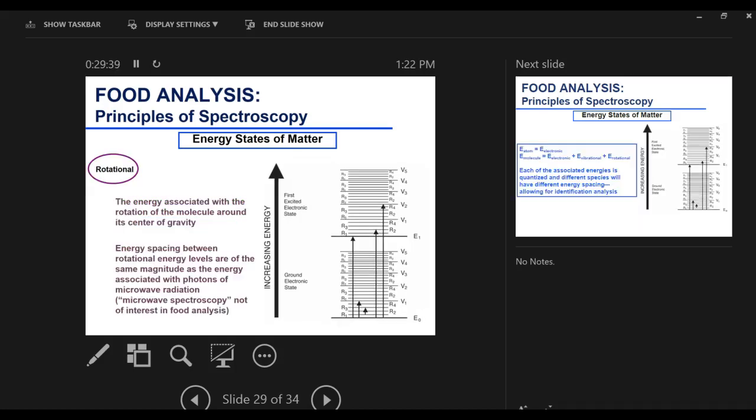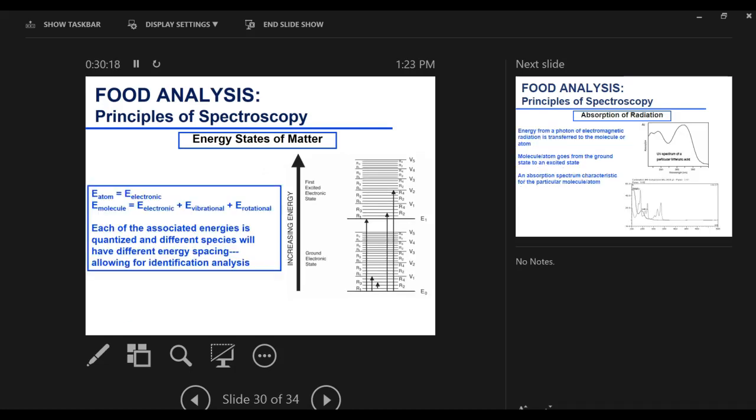The last one is the rotational energy, and it is basically the rotation of the molecule around the center of gravity. This has no application in food science or food analysis because we don't use it for any particular measurement, and it's associated with the radiation of the microwave. So we don't usually use that. Again, it's smaller pockets of energy, and it is smaller than vibrational energy as well. So there are different rotational levels.